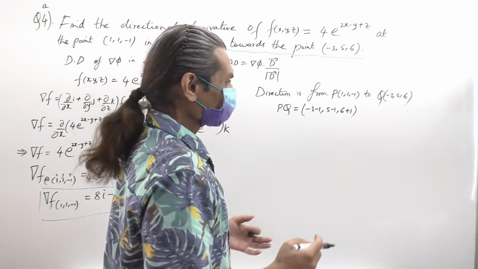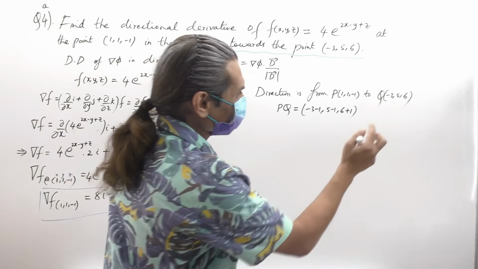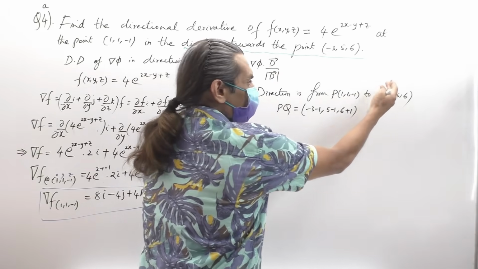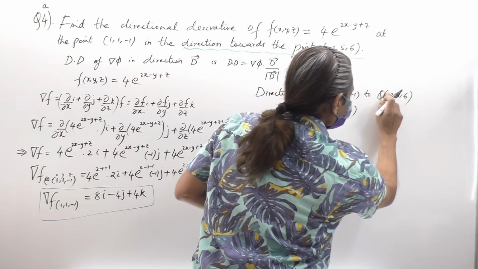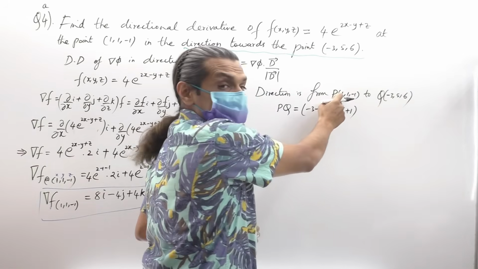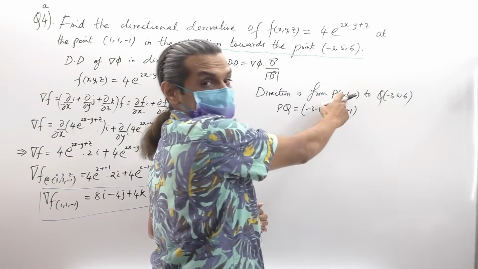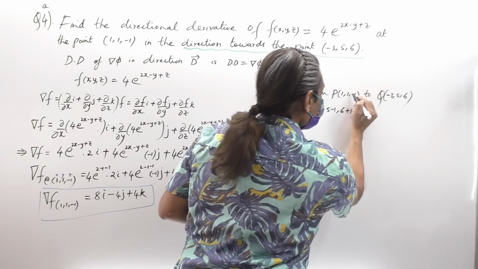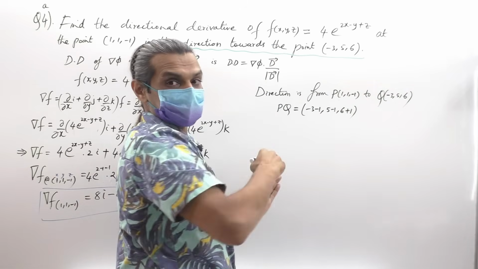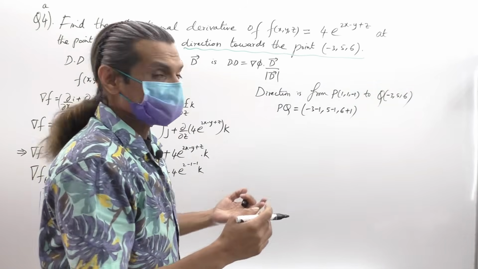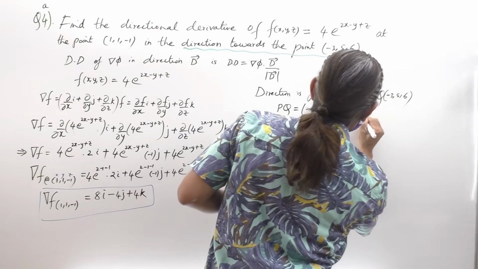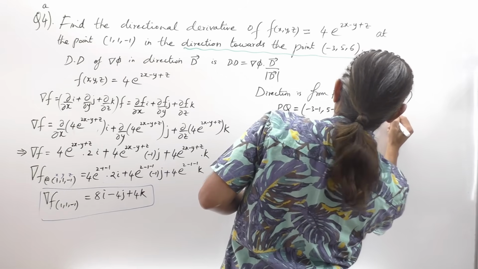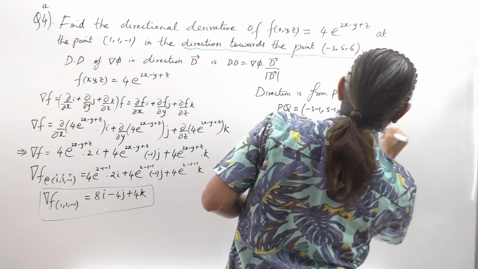So what I did is simply nothing. See, PQ means this point minus this point. So what is this point? Minus 3 minus this 1, 5 minus 1, then 6 minus of minus 1. This minus this. That is the basics that you learned in your 12th standard, distance between two points. Now I have this as minus 4, 4 and 7.